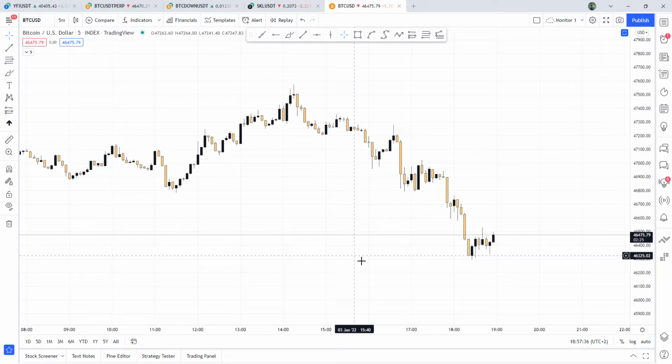And also I would like to start with the basics. Forget everything that you have learned. Forget about indicators for now. Okay, we're gonna focus on the chart only.